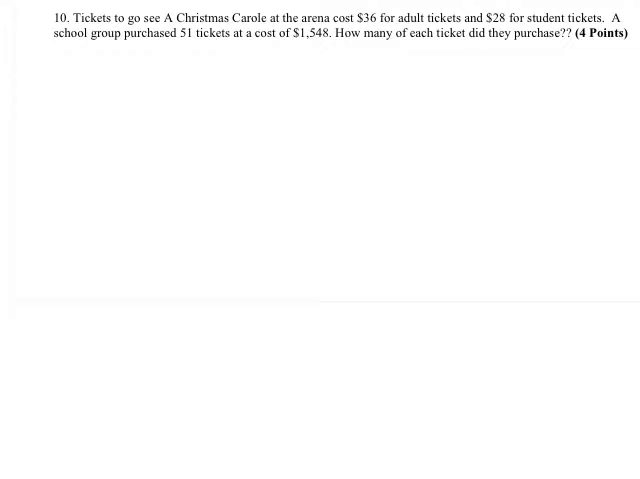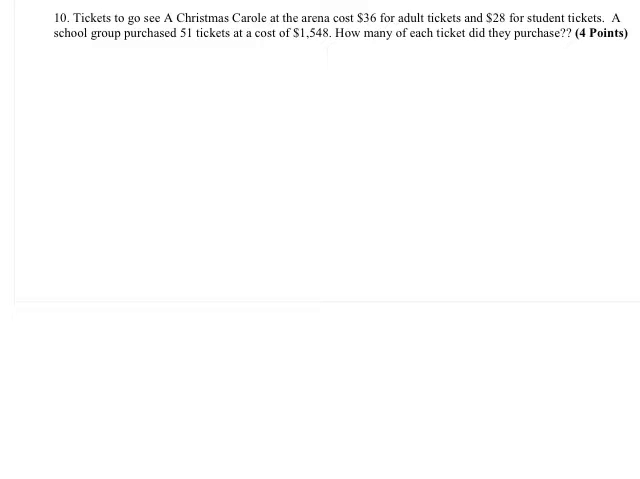Alright, for number 10, we've got tickets to go see A Christmas Carol. Adult tickets are going to cost 36 bucks. Student tickets are 28 bucks. So there's a couple things we're comparing here. A school group purchased 51 tickets at a cost of $1,548. How many of each ticket did they purchase?